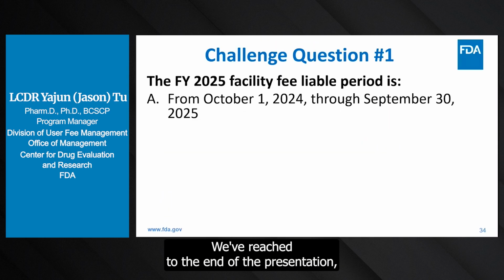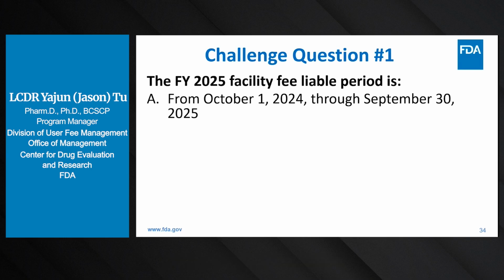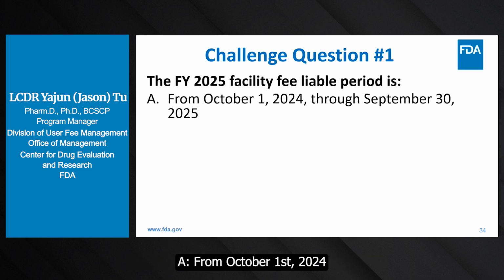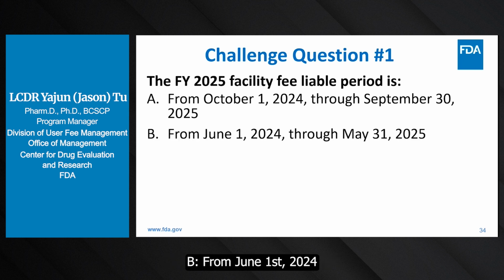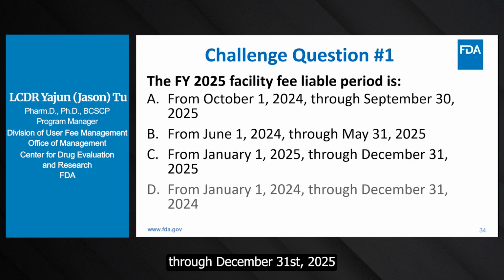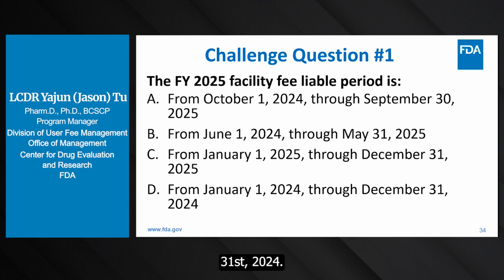We've reached the end of the presentation, and now I have 4 challenge questions. Challenge question number 1. The fiscal year 2025 facility fee liable period is: A. From October 1st, 2024 through September 30th, 2025. B. From June 1st, 2024 through May 31st, 2025. C. From January 1st, 2025 through December 31st, 2025. D. From January 1st, 2024 through December 31st, 2024.